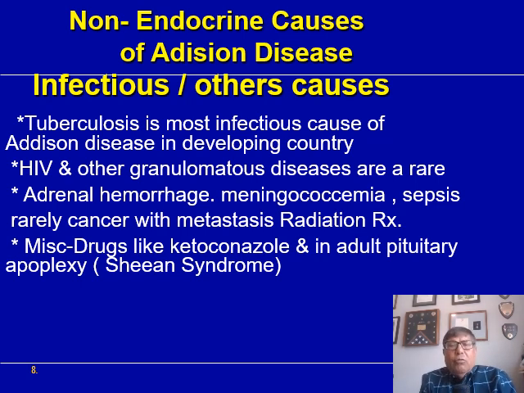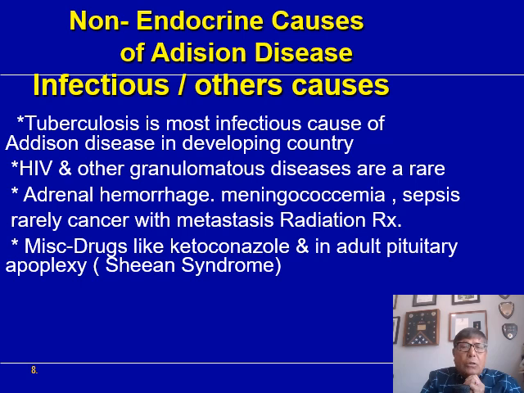So what are the non-endocrine causes of Addison's disease? Well, it is infectious and others. By infectious, unquestionably, one is tuberculosis. And if you want to consider the cause of Addison's disease worldwide, tuberculosis is still going to be very common. In addition to that, other granulomatous diseases, like sarcoidosis, and HIV could also give adrenal failure.